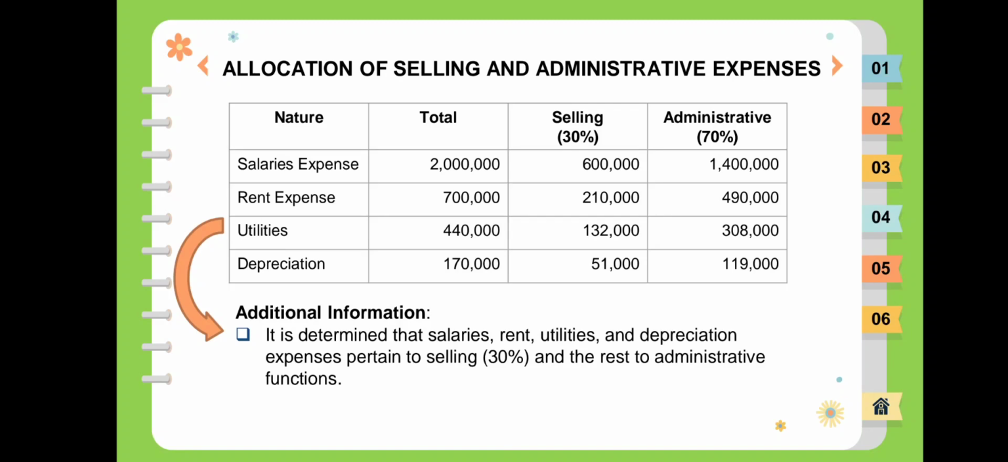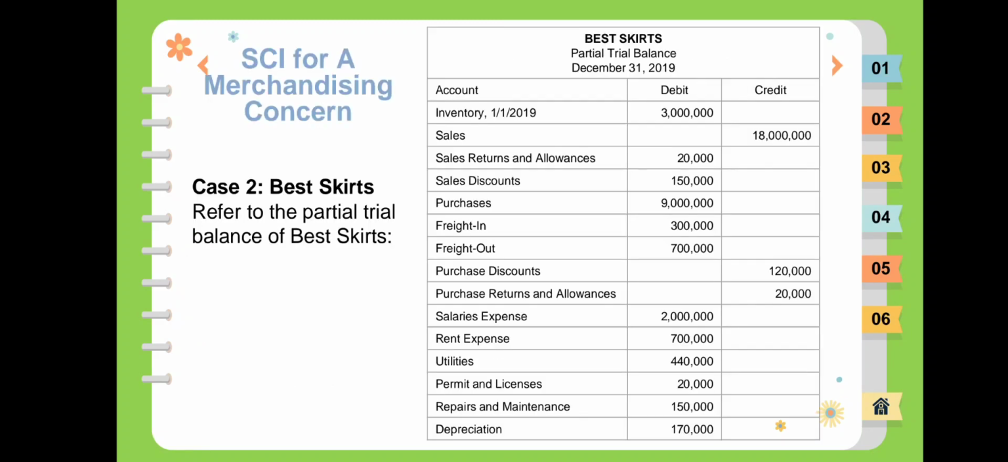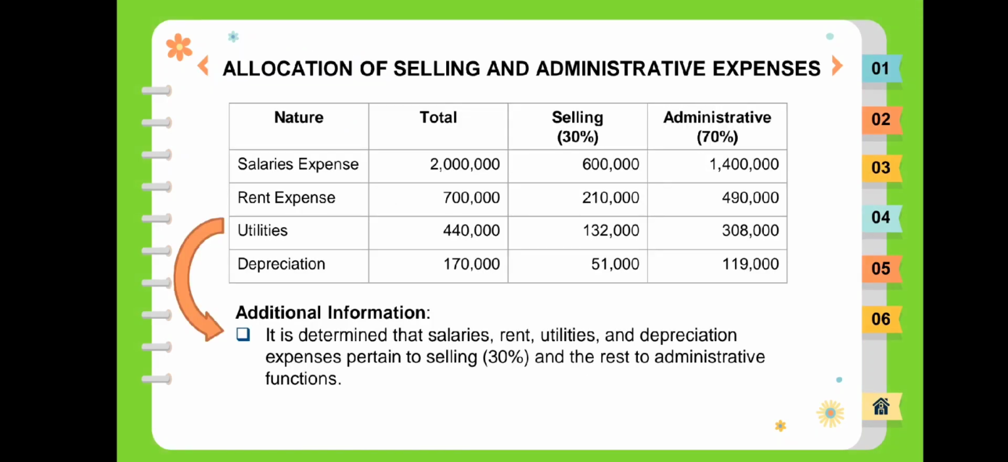Sige, let's go back to the trial balance. Di ba wala? Yung nakalagay yung total, salaries, rent, utilities, permit and licenses, repairs, and depreciation. Pero hindi naka-indicate kung ilan ba yung para sa selling and ilan yung para sa general and administrative expense. So, saan naka-indicate? Again, sa additional information. So, ito yung naging basis sa allocation na ginawa. So, we have this one, 30% for selling and the rest to administrative, which is 70%.